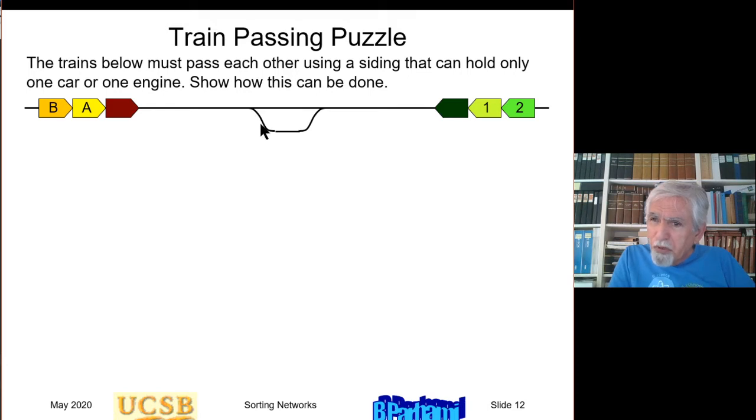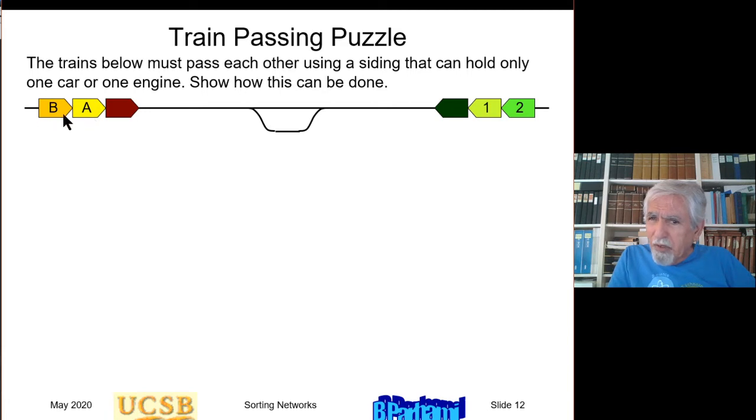If you try to put two cars in this siding, it's too small to hold them, and the cars will stick out from the ends, therefore blocking the main track. You can only put one car in the siding without blocking the main track and still be able to use the main track. So there are two trains, the green train going from right to left. It can have an arbitrary number of cars. I've shown just two, but it can have 100 cars.